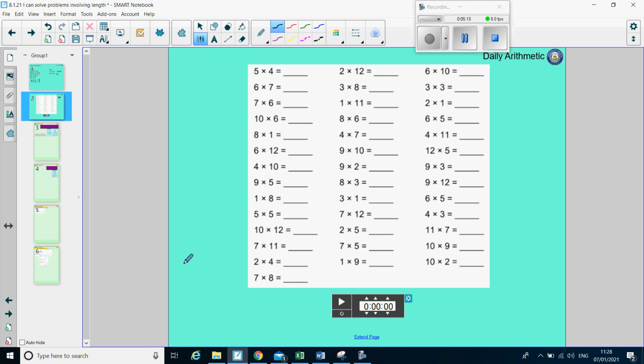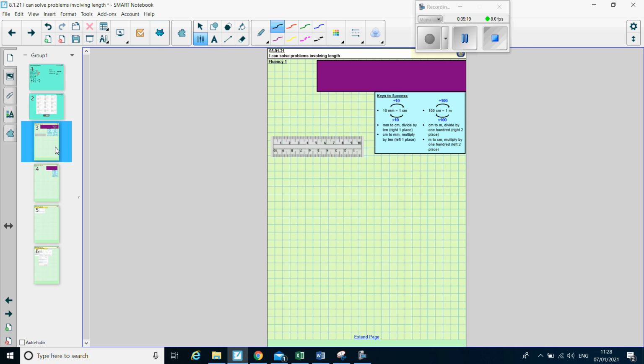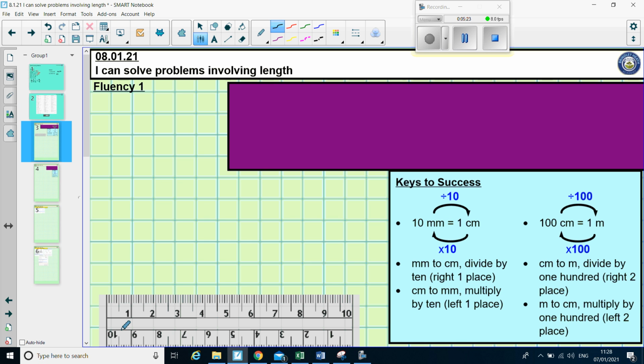Okie dokes. Hopefully you've had a go at those then Year 6. We're going into the main part of our lesson now. Now, as I said at the beginning of the video, today we're going to be looking at problems involving length. Now, length is a little bit trickier than mass and capacity that we've looked at earlier in the week. And the reason it's a little bit trickier is there is lots of different units of length.